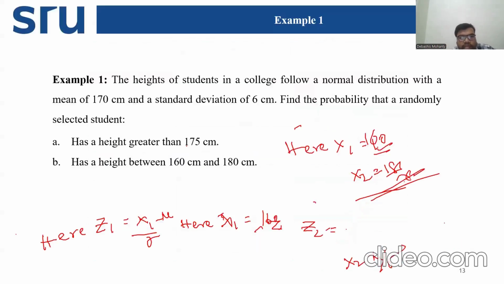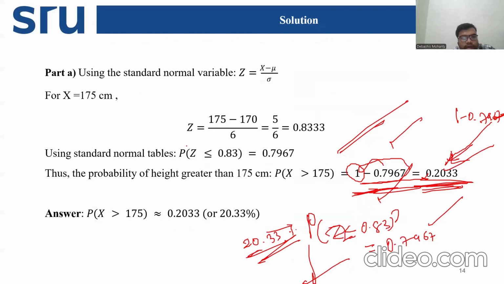Here in the question, I'll show you. Please try to see. We need to calculate the probability, that part only. Probability of z less than or equal to 0.83. How is this value coming?